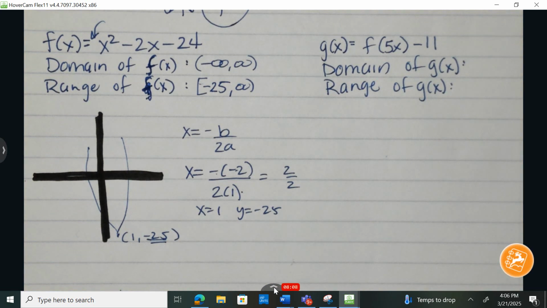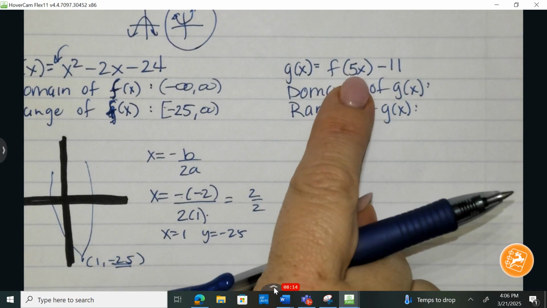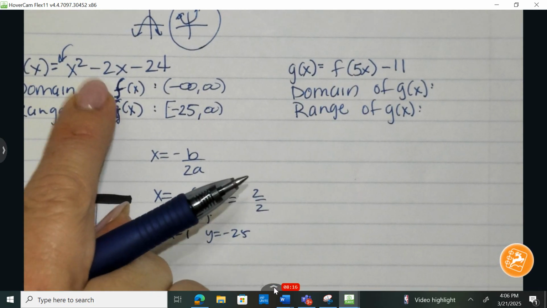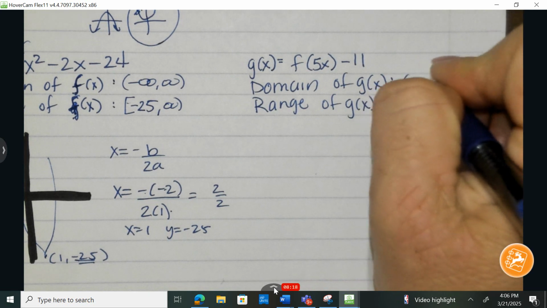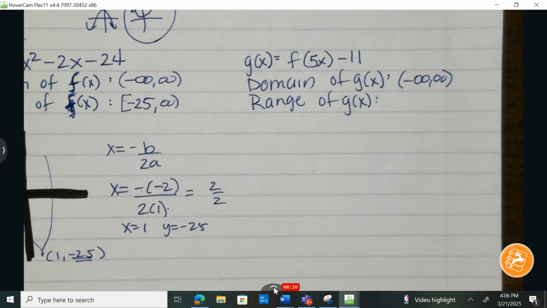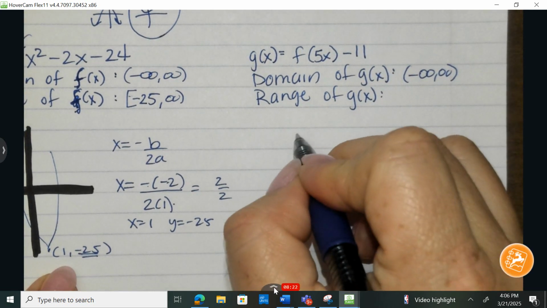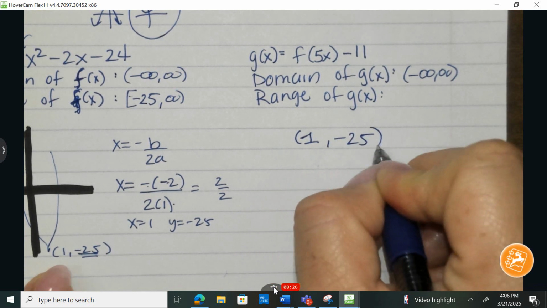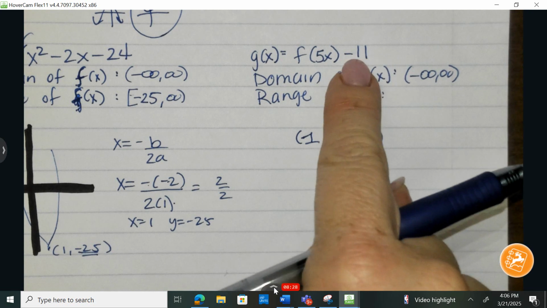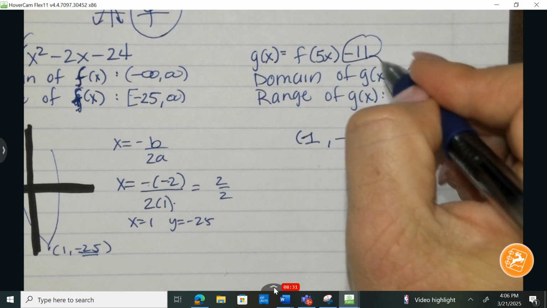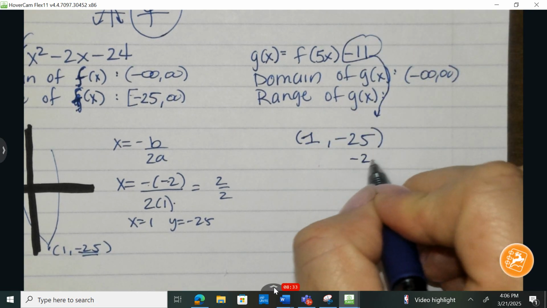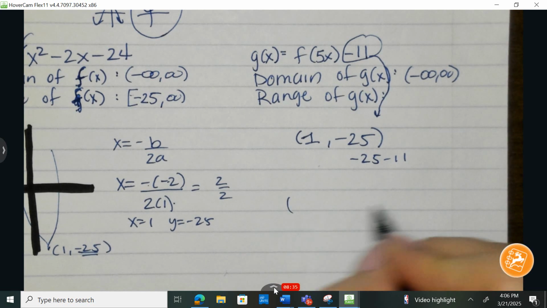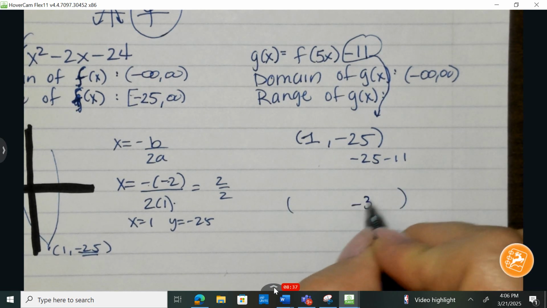Now let's go over to the more difficult part, when we have to describe the domain and the range of g of x. Again, g of x is just a transformed function from this original quadratic. So again, the domain is negative infinity to positive infinity. Now I'm going to write down what the vertex of this previous parabola was. We can see that in this function we are vertically shifting down 11. So I'm going to take negative 25 and subtract 11, and that gives me negative 36.